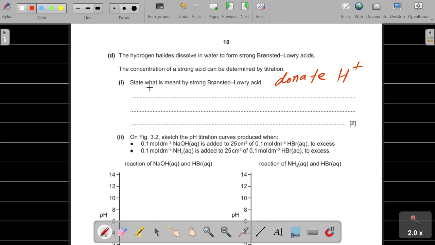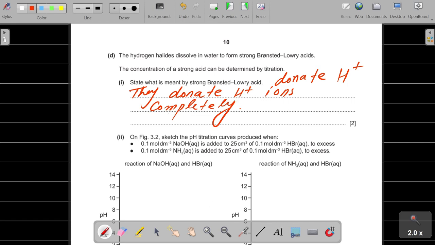So you can say they donate H positive ions completely. So 1 point for donation of H positive ion, second point for completely. If they are weak, then you will write they donate H positive ions partially.